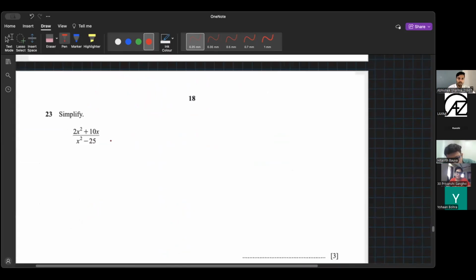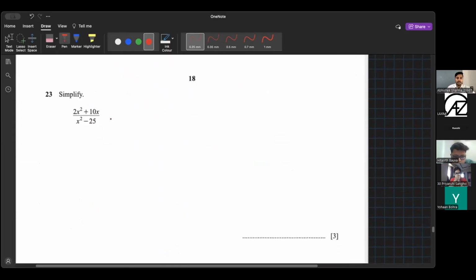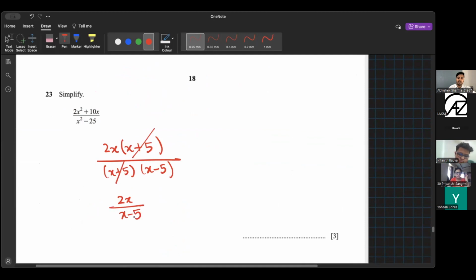Question 23. It says simplify 2x square plus 10x over x square minus 25. So we can write 2x common, x plus 5, and the denominator is x square minus 25. x square minus 25 is x square minus 5 square, which can be written as x plus 5 and x minus 5. So x plus 5 will cancel out. 2x upon x minus 5 is the answer.